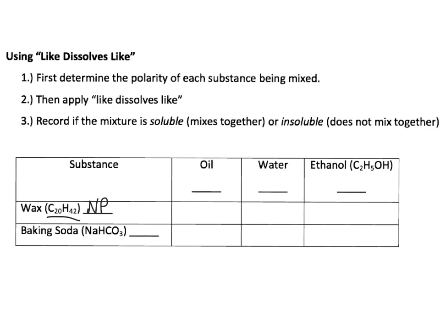Baking soda is an ionic compound. I have a metal and a bunch of nonmetals. And we just learned that for argument's sake, ionic compounds are considered polar. So I have something nonpolar, wax, I have something polar, baking soda. Let's look at my other 3 substances. Oil. There's a lot of different kinds of oil, but for simplicity's sake, we're going to say that all oils are made up of hydrocarbons, and hydrocarbons are going to be nonpolar.